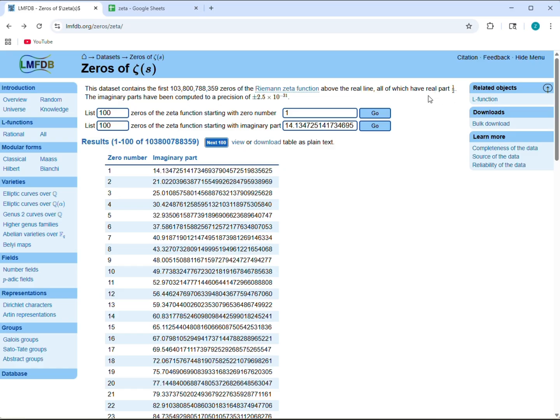So they all satisfy the Riemann hypothesis. They're just telling you what the imaginary part is. The real part is 1/2 for every single one of these. And you can see the growth rate of this. It starts at like 14. The first zero is at 14. The second one's at 21. The third one's at 25.